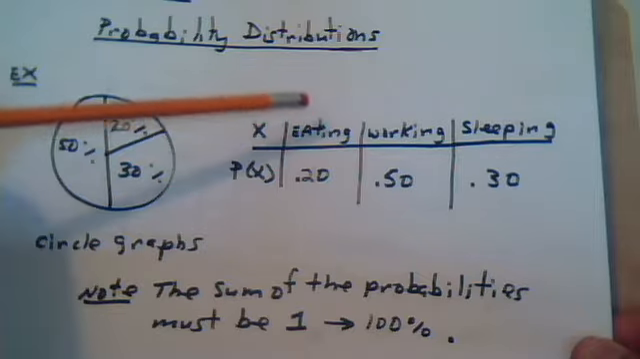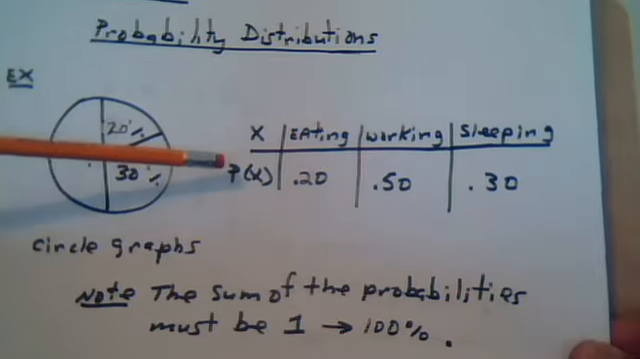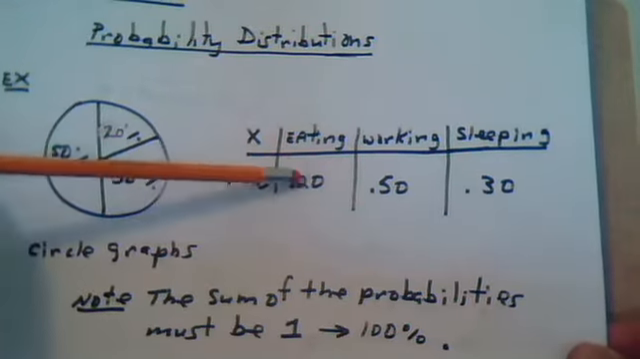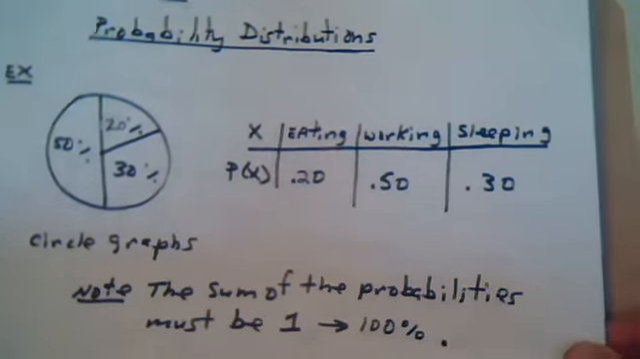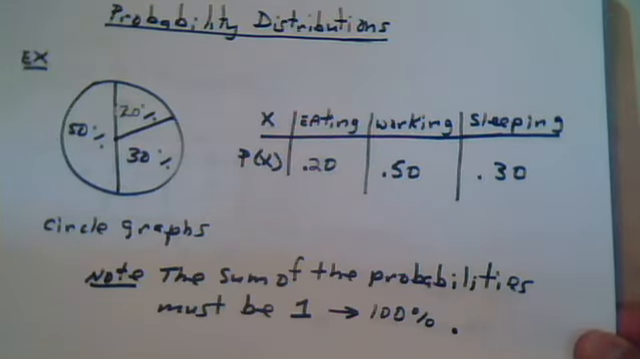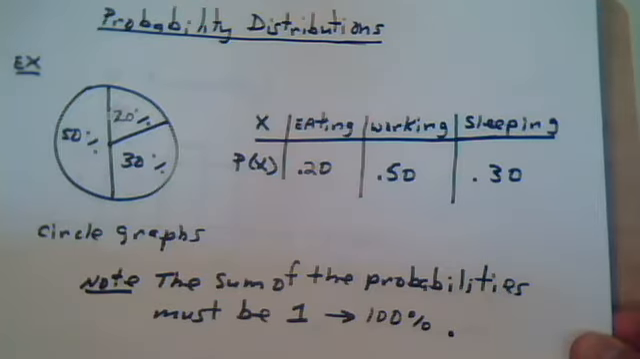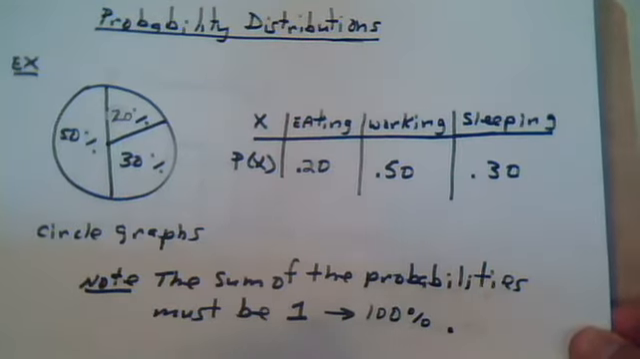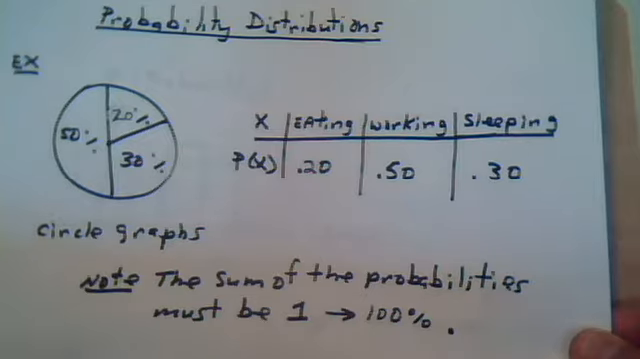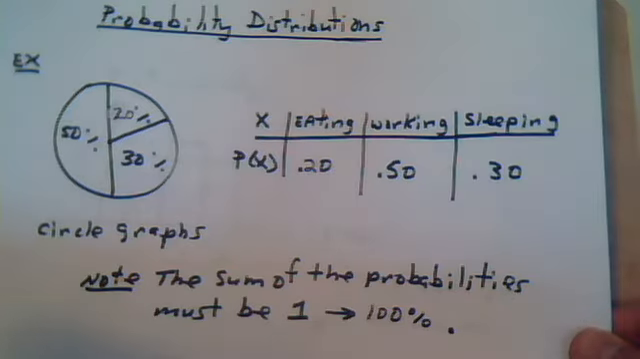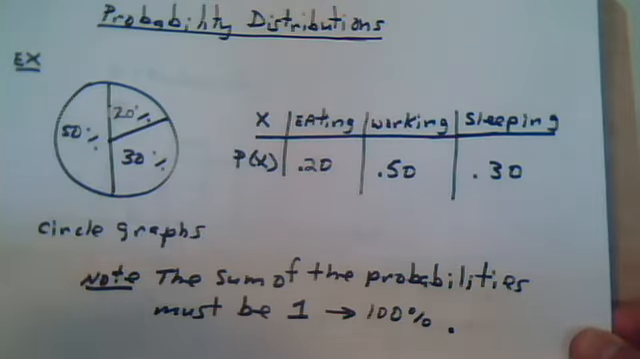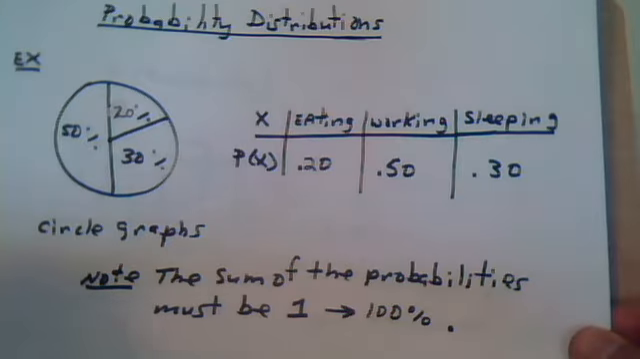The x would be the event, and the p of x would be the probability for each event. Note that the sum of the probabilities must be 1, or in percent, 100%. If the sum is not 1, or in percent, 100%, something's wrong. Recall that probabilities cannot go below 0 or above 1, or in other words, probabilities cannot be below 0% or greater than 100%.